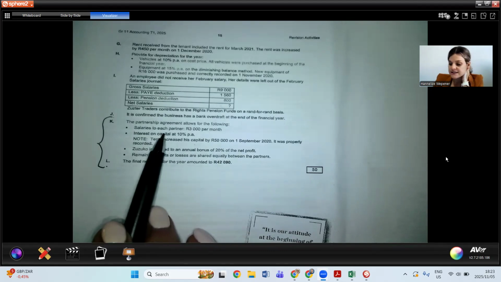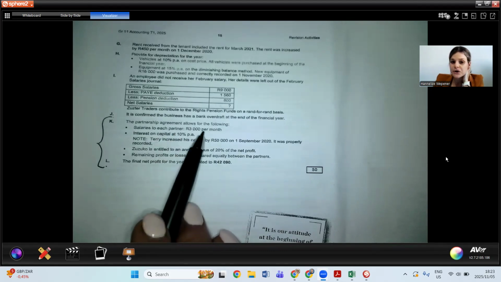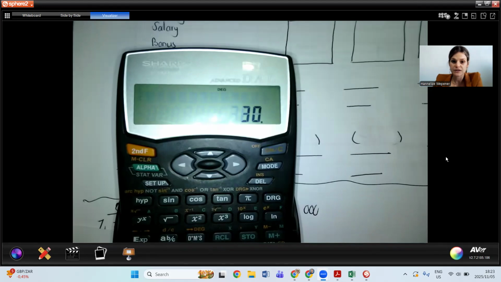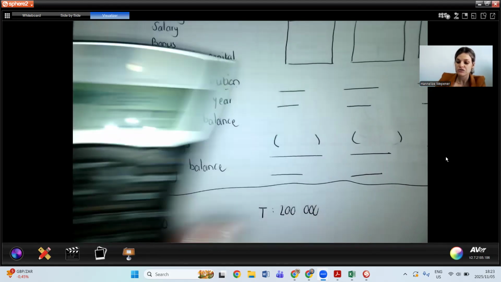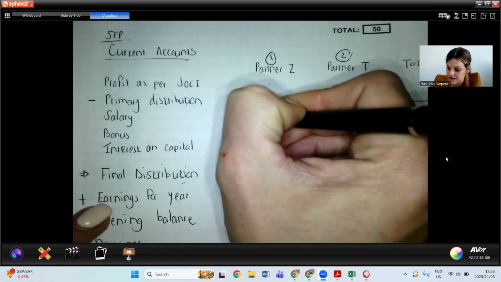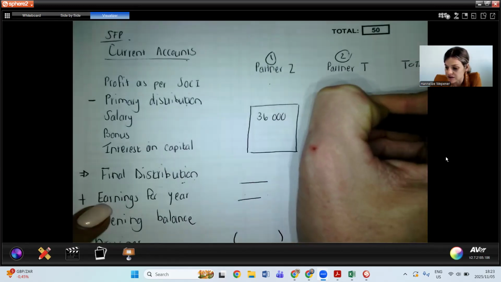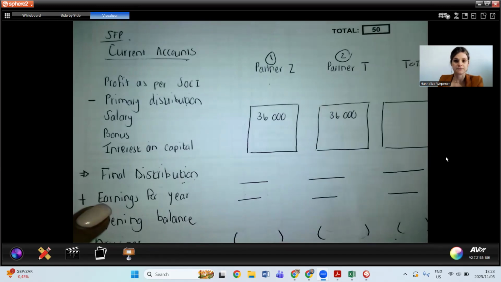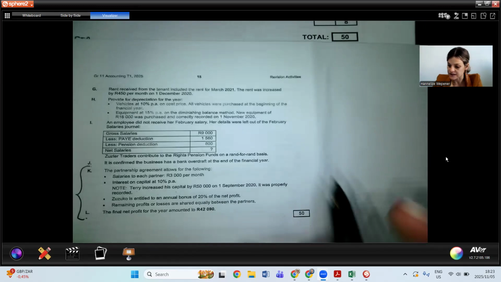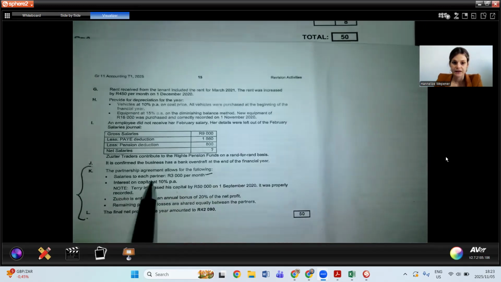Each partner earns a salary of 3,000 Rand per month. Your financial statements are prepared per annum. So 3,000, not 30, 3,000 times 12, because it must be monthly. So each one of your partners is entitled to a 36,000 Rand salary per annum. Shame, not going to get them very far, hey? Okay, so 36,000 per annum.